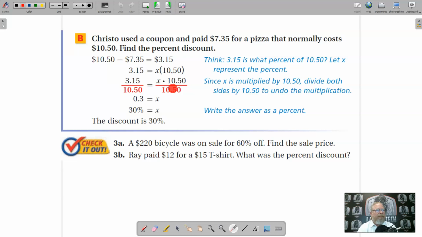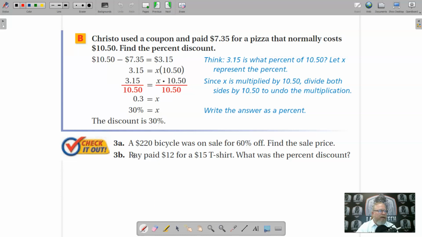Let's divide both sides by 10.50. We get just the x on the right. 3.15 divided by 10.5 is 0.3. Move that decimal over 2 places to the right and throw a percent sign on the end. So the 3 becomes a 30. I'm going to put the percent sign on there. So the discount is 30%.